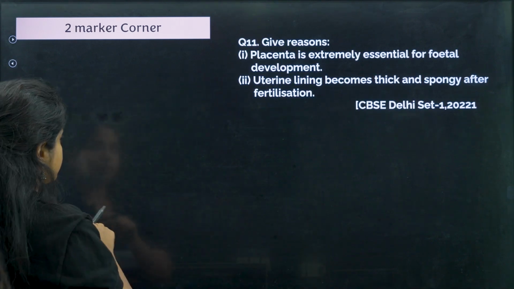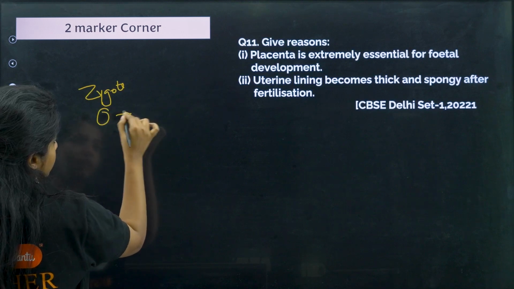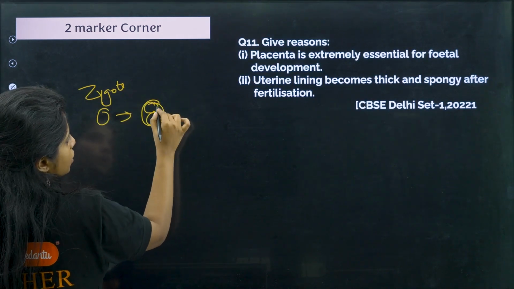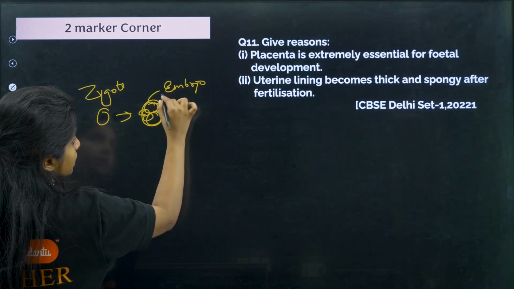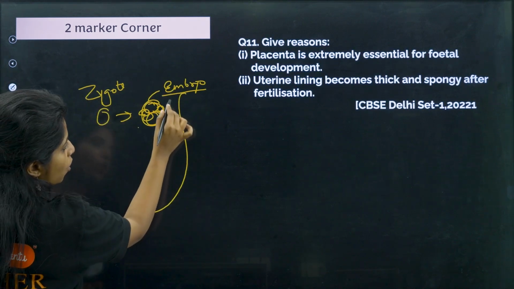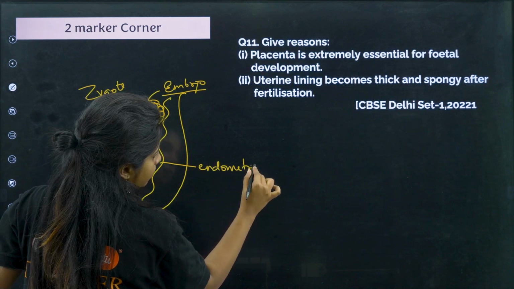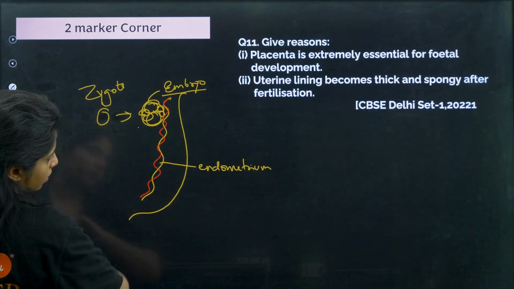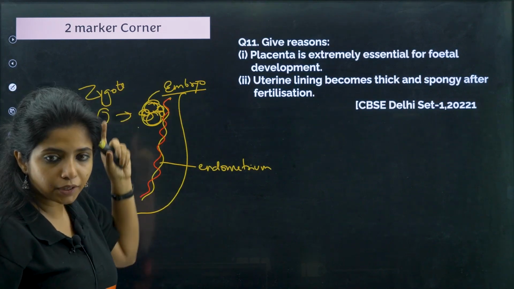So basically the zygote, which is single celled, divides. Now you have 2 cells, then 4 cells and so on. So there will be multiple cells, and what do you call this structure? Embryo. This embryo will slowly go and get embedded in the wall of the uterus. This wall is known as the endometrium, the innermost wall which is red in color because of the blood vessels. Now slowly it will get implanted over there.